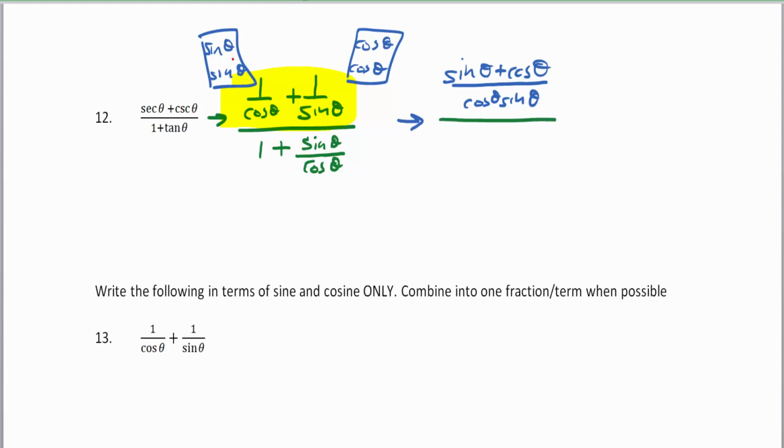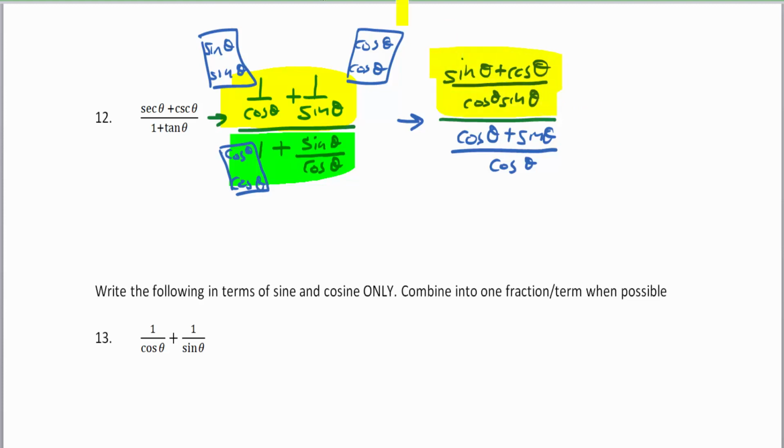Now I'm going to work on my denominator. My denominator has a denominator of cosine. Okay, so I'm going to highlight this in green so we don't lose track of it. So now what I need to do is just multiply this 1 by cosine over cosine theta. And so now what I have is cosine theta plus sine theta, all divided by cosine theta. So this numerator in yellow, this denominator in green, I'm going to skip, flip, and multiply.